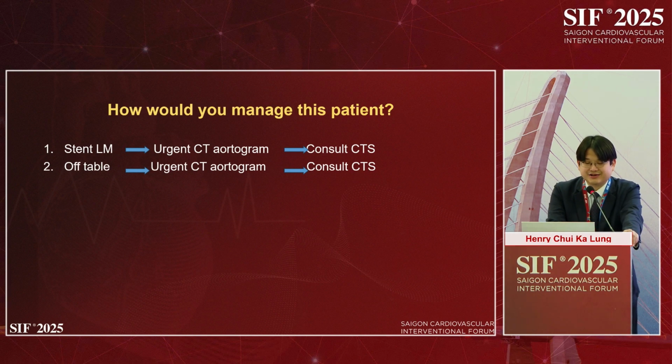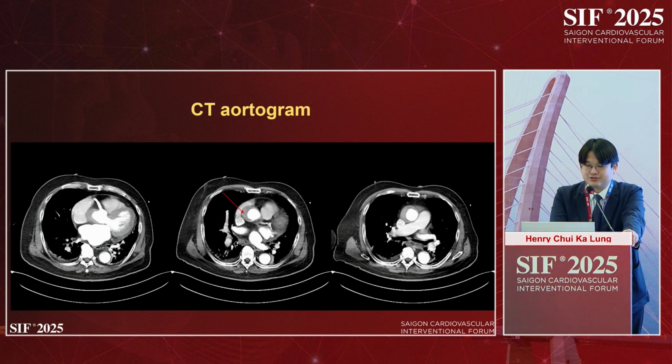But maybe the wiser option would be to stent the left main first to stabilize the patient, because the ECG is so ischemic, and the patient is also having ongoing chest pain. So perhaps stent the left main to stabilize the patient first, and then go for CT and then consult a surgeon would be the better option. But anyway, we don't know whether it's a type A dissection or IMH, but still you can stent the left main, and then you can ask the surgeon to repair the aorta later on.